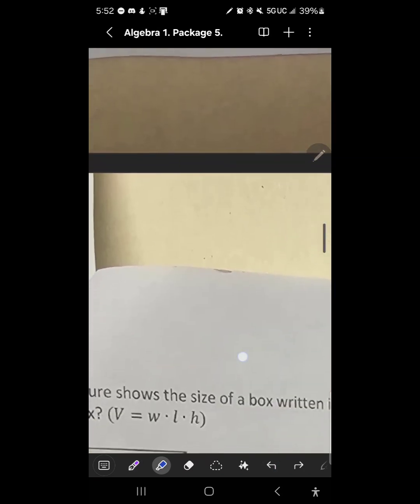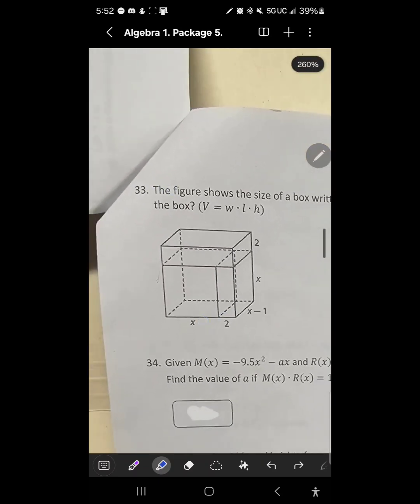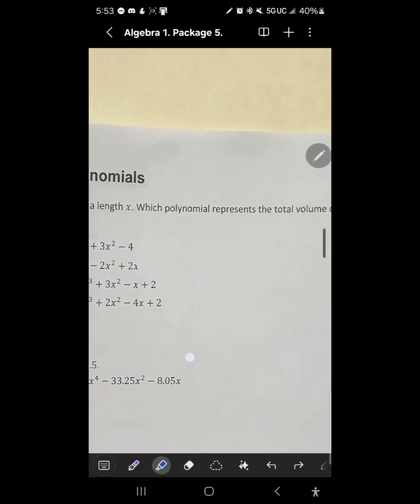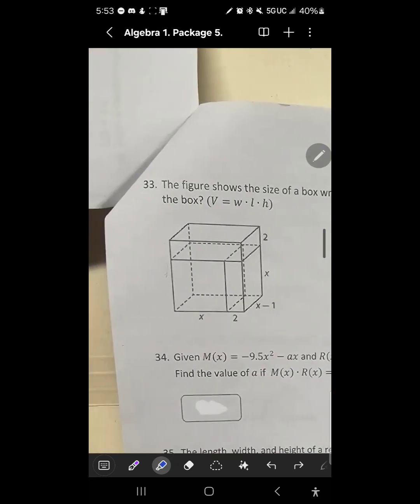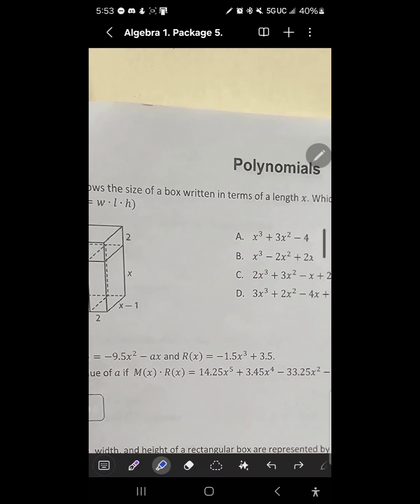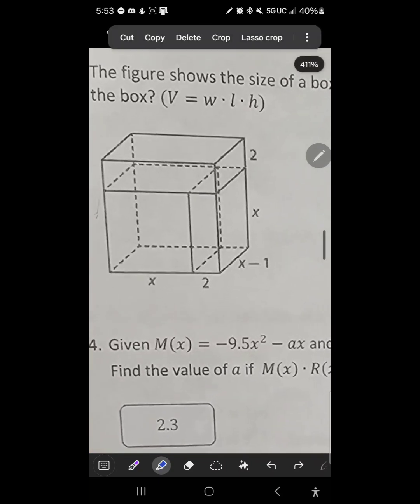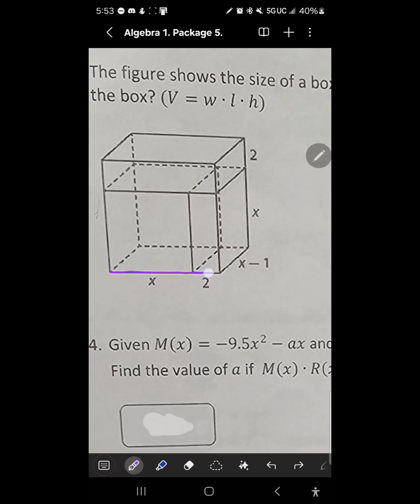Yep. Now let's continue. So the figure shows the size of a box written in terms of length x. Which polynomial represents the total volume of the box? Okay. Now we're talking about the whole box. So this is the base, this is the width, and this must be the height, because we're talking about the whole block.